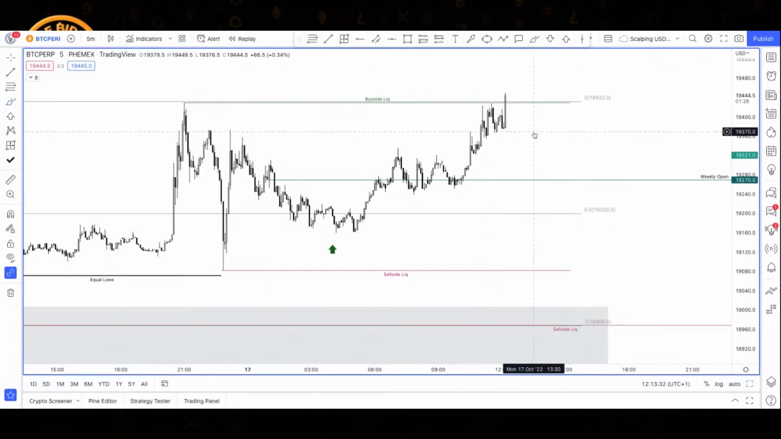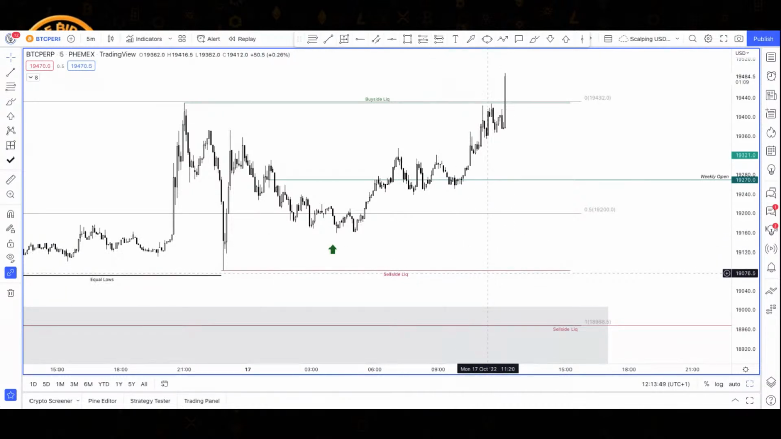However, if we break down, then we know we've got two clear targets: weekly open and then down into this area below here. Right. Weekly open into here, down into discount. If we get that, then we know we can look for some short setups. We can also see what reaction we get here, targeting ultimately the sell side liquidity.